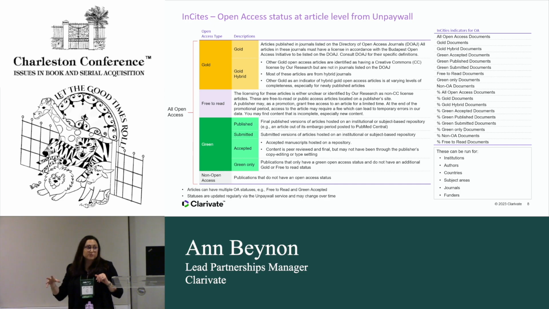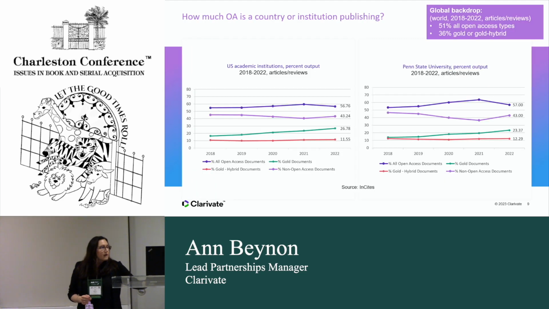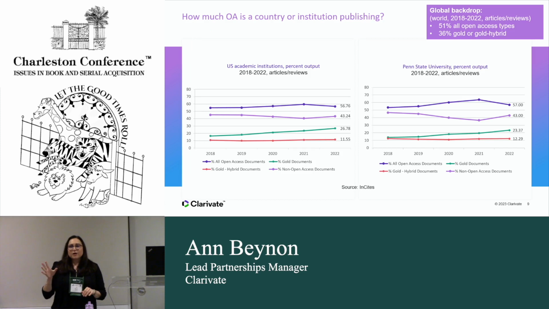both in counts and percentages. And you can run those at the institutional level, the author level, country level, etc. Okay, so some data here. I have the global backdrop in the top right there, so you can kind of see in the past 5 years what we're seeing in the Web of Science.